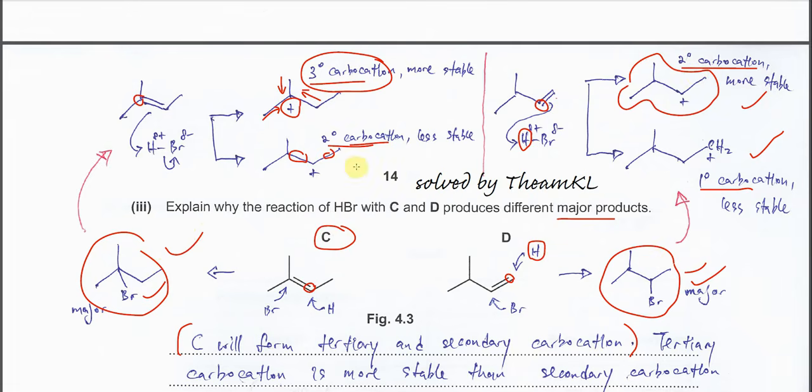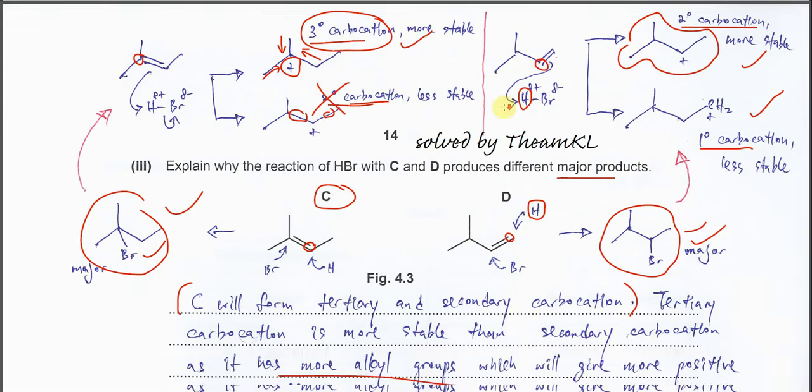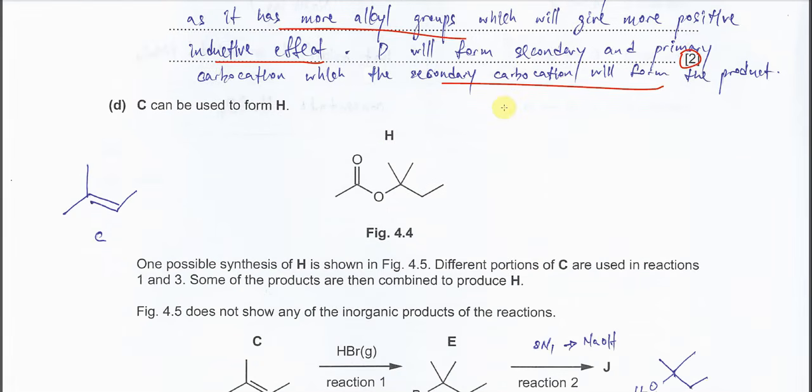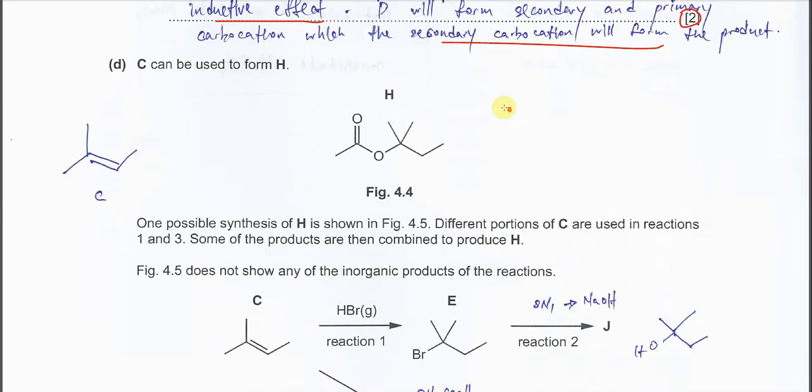If you notice, actually the secondary carbocation for this C and D are actually the same. But for C, the secondary carbocation intermediate will not be used, because a more stable carbocation forms. So this one will form the products. Okay, I hope you understand what I said. If you're not clear, you can watch again.